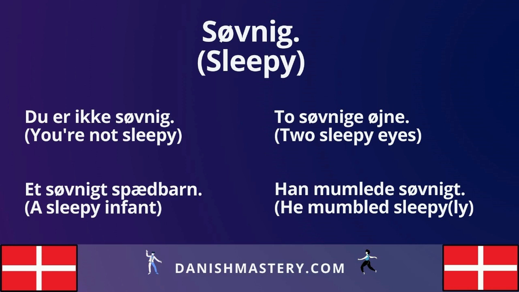Han mumlede søvnigt. He mumbled sleepily or sleepy. Now, I know in English sometimes you don't really need to say the ly, like the way you're doing it as an adverb. But in Danish, you gotta say it. Like you can say, han mumlede søvnig, like the T makes it the adverb. So it's important you put that. Han mumlede søvnigt.